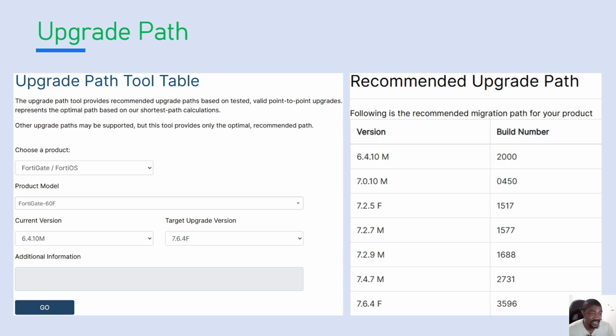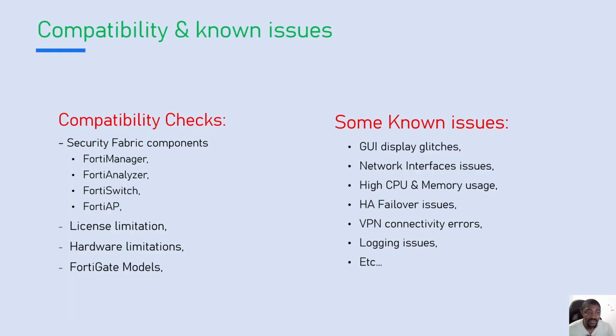Fortinet has this upgrade path tool. You need to provide the information about your current FortiGate device and the current running version, and you also put the information about the target version that you would like to upgrade to. Then the tool will give you a recommended upgrade path. That is the different versions that you need to go through step by step to complete the entire upgrade. We'll see this in the next minute.